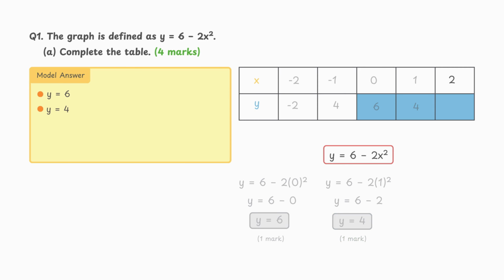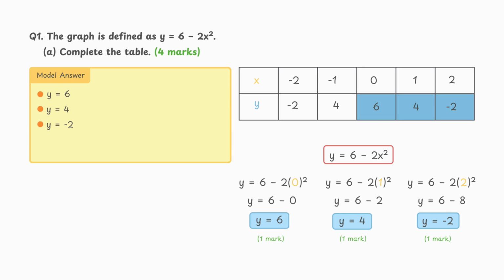Now take x equals 2. Substitute 2 into the equation. y equals 6 minus 2 multiplied by 2 squared. 2 squared is 4. So this becomes 6 minus 8, so y equals negative 2. This earns 1 mark. Now because this is a quadratic expression, the values will be symmetrical.